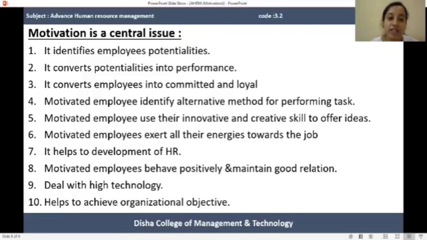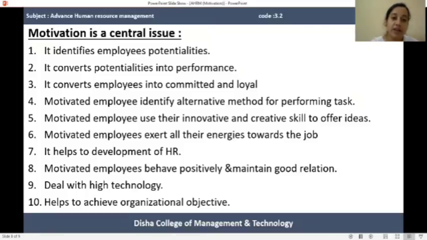Next, it converts the potentialities into performance. After identifying the potentialities through motivation, the organization converts these potentialities into performance. It means by using the abilities and skills of human resource, the organization tries to improve its productivity. So through motivation, it is possible for the organization to improve the creativity and innovative skill of human resource, and by utilizing these things, they are able to achieve the objective in the most effective and efficient manner.